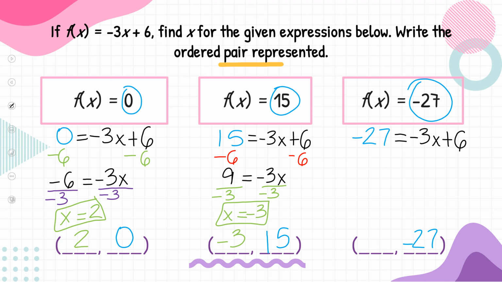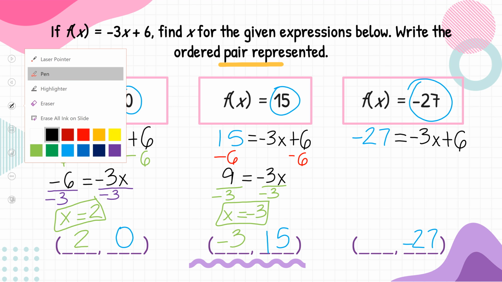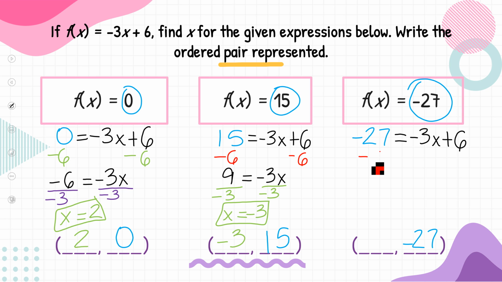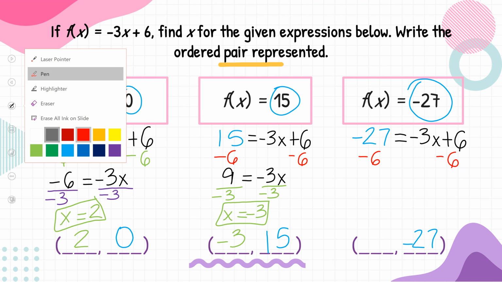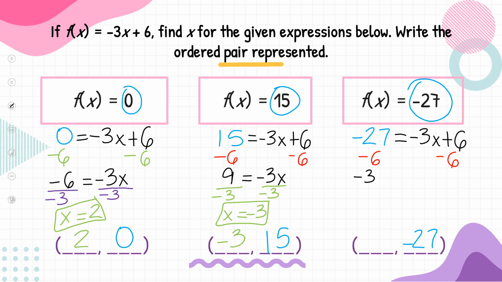The first thing we're going to do is subtract 6 on both sides. So I'm going to get that negative 33 is equal to negative 3x. Then I want to isolate my x variable, so I'm going to divide both sides by negative 3. So x equals positive 11. So we have the ordered pair 11, negative 27.